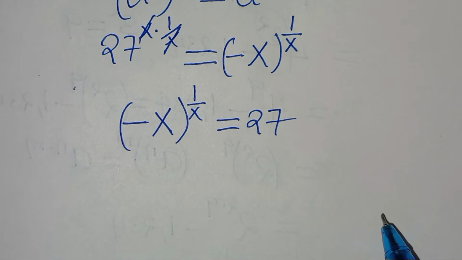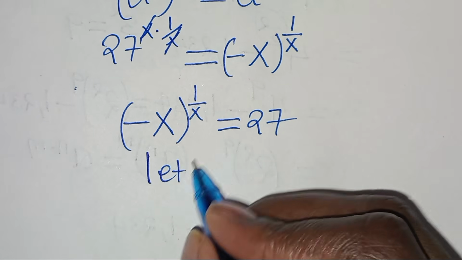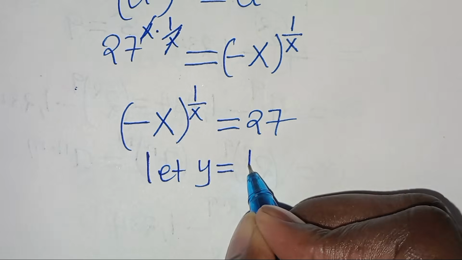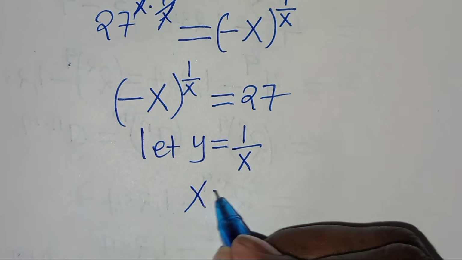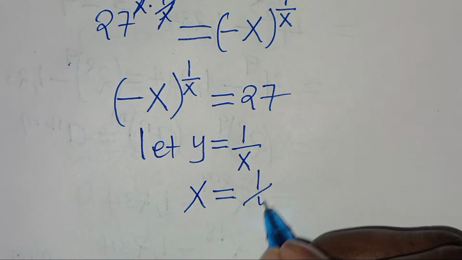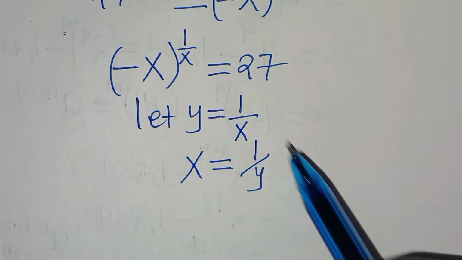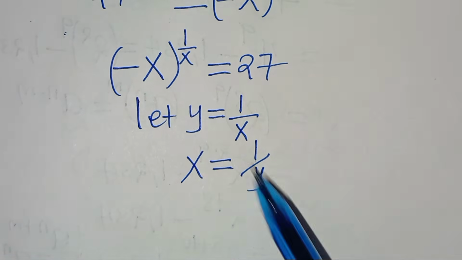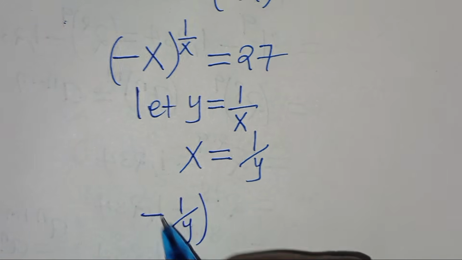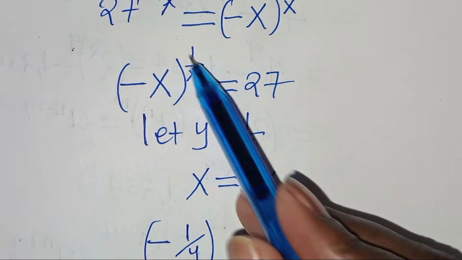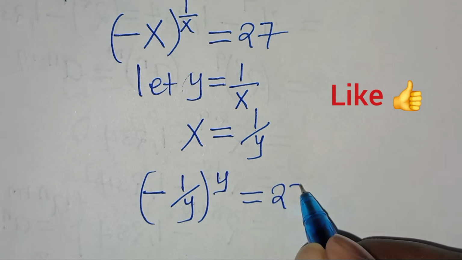Now, the next step from here, we can let y be equal to 1 over x. So this means that x is equal to 1 over y. Now let's substitute x in terms of y. So minus x in this case is the same thing as minus 1 over y, raised to the power of 1 over x, which is the same thing as y. So raised to the power of y, this is equal to 27.